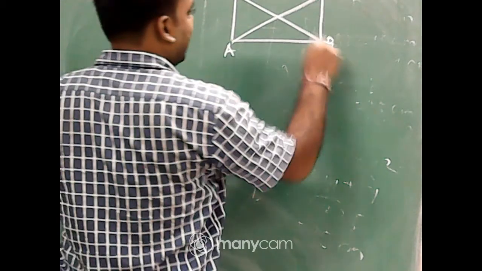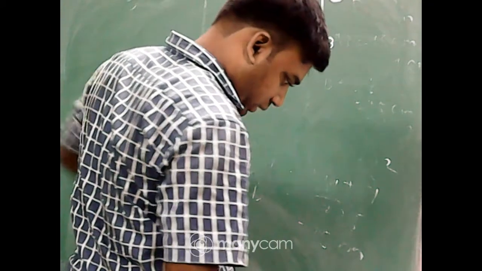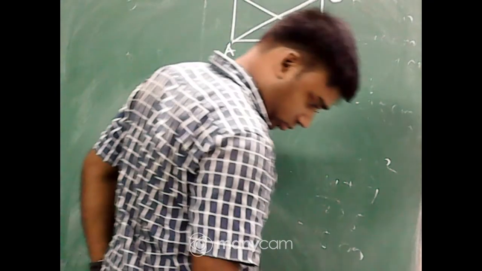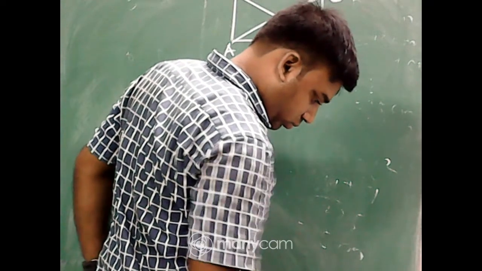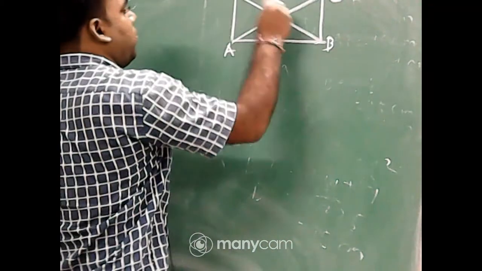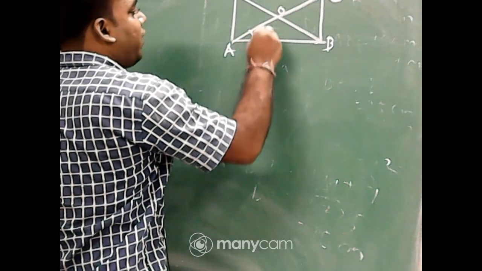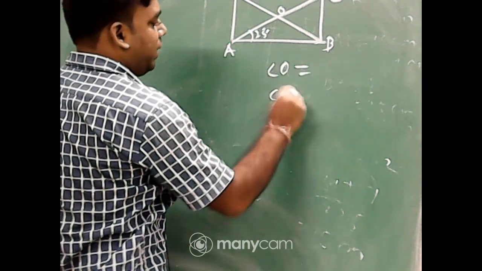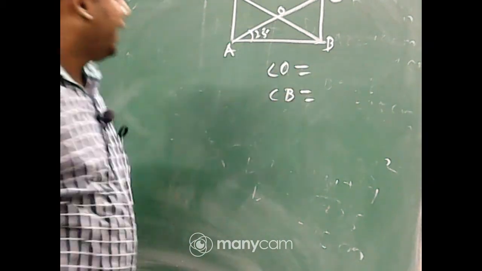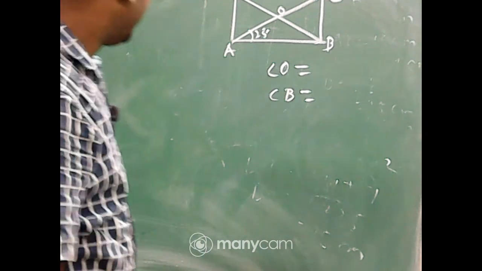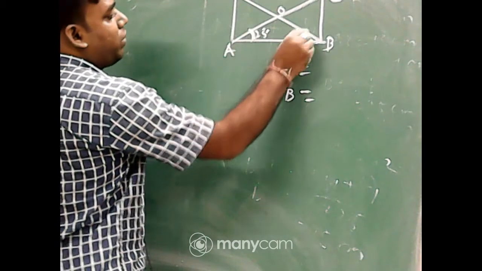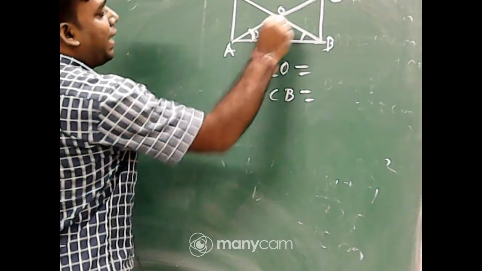ABCD is a rectangle. That angle is 25 degree. What will be the value of angle B and angle O? ABCD is a rectangle. This angle is 25 degree. What will be the value of angle B and angle O?